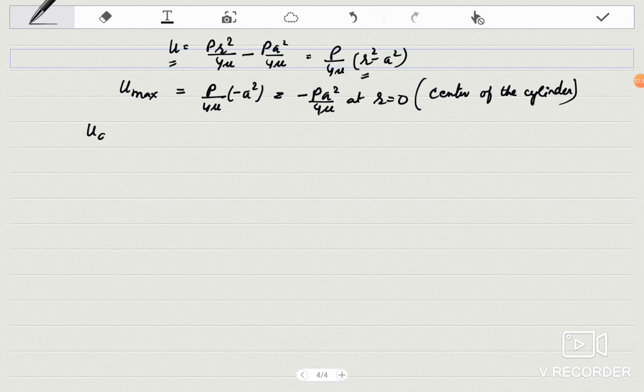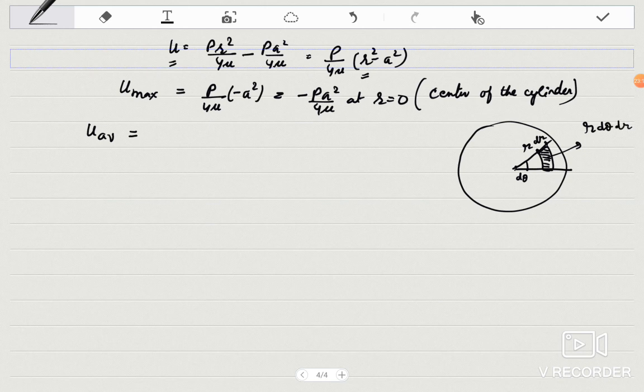Now you may calculate u average. How we calculate it? In u average, you just see this part. Suppose this is some point, say r, and this is a point which is obtained by extending it to dr, and this angle is d theta. Then for this cross section, this one, what is its area? r d theta dr.